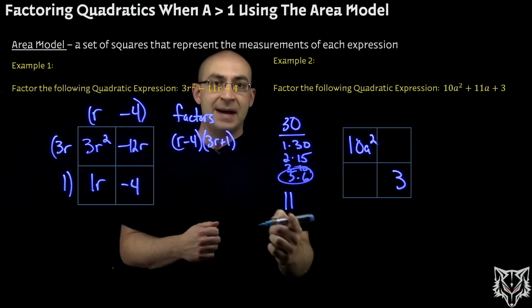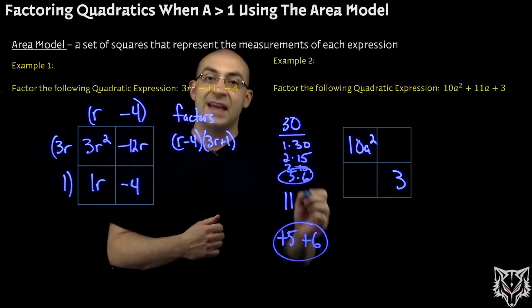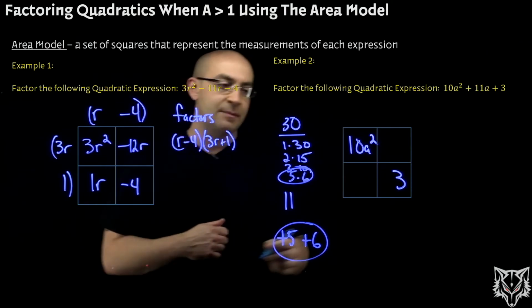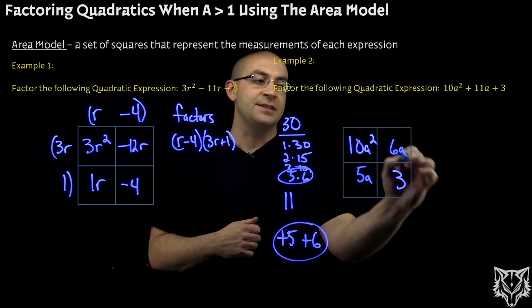Now, because I need a positive 11, I'm going to get really lucky here. It's going to be a plus 5 and a plus 6. And those are going to be the two numbers that I plug into my boxes here. So again, it doesn't matter the order of that. I'll put the 5a here, and I'll put the 6a here.